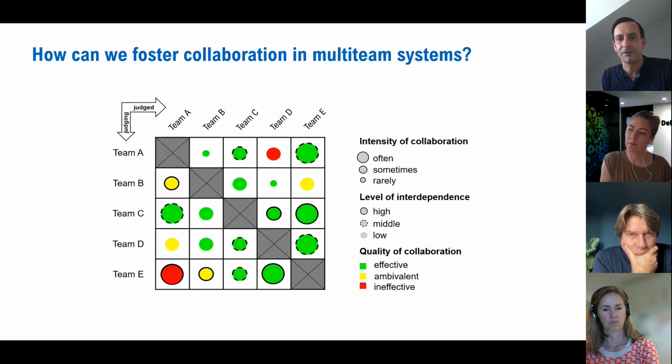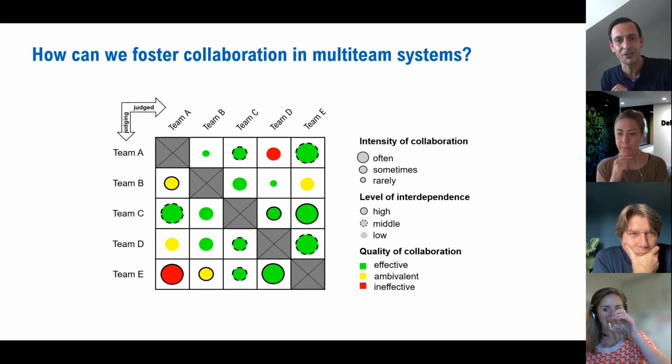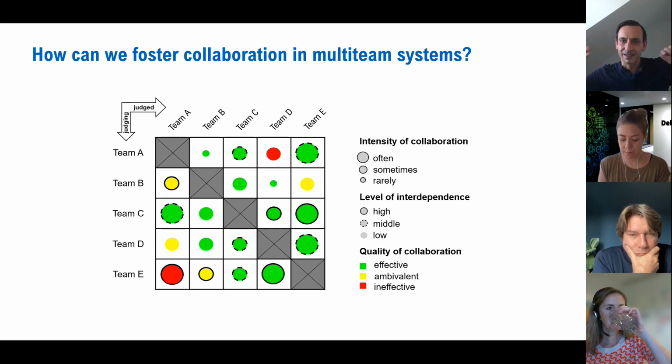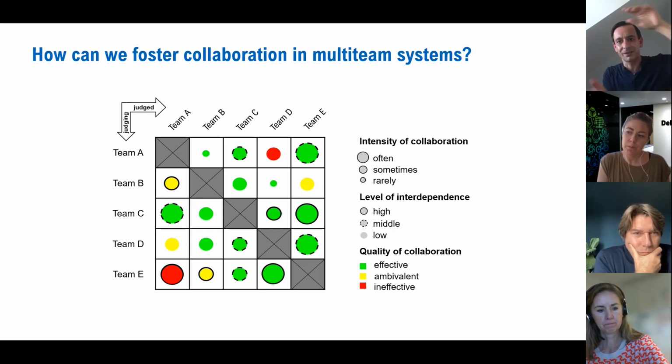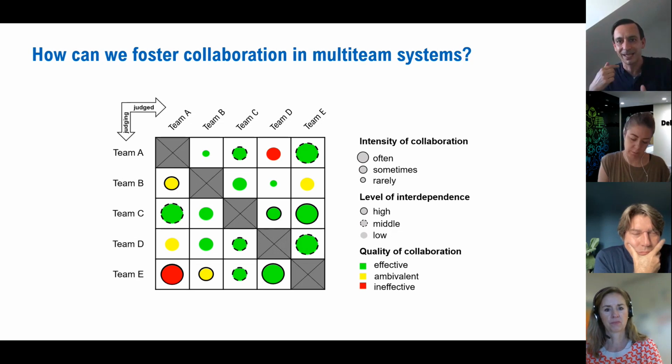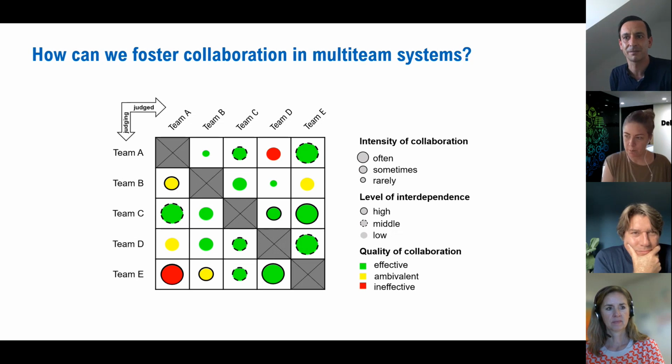So I really like this tool because it does not have to be survey-based. You can do it really in a workshop where each team does this in a small group. You bring it together and then you sit there and do this speed dating thing where you really get into details and discuss how to improve collaboration in the future.